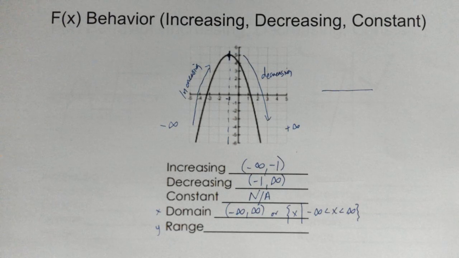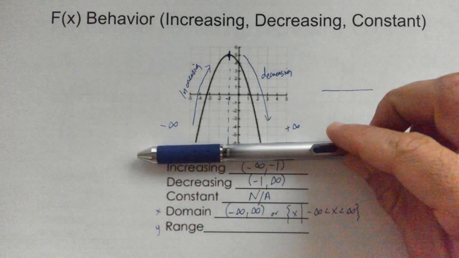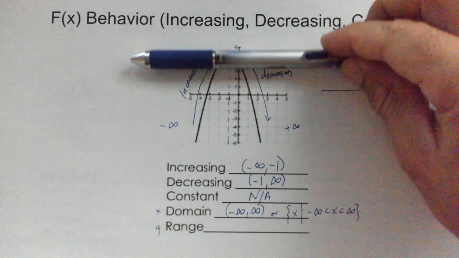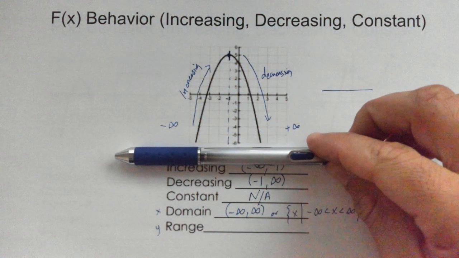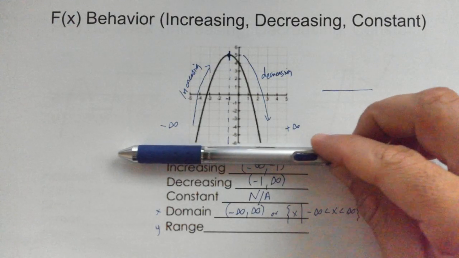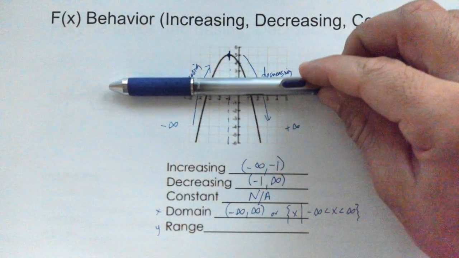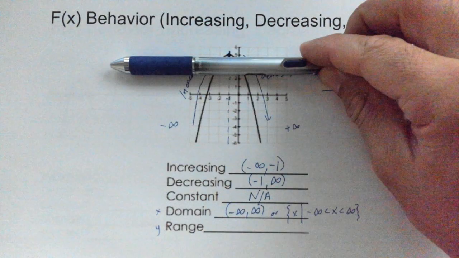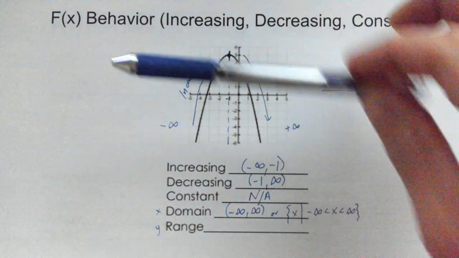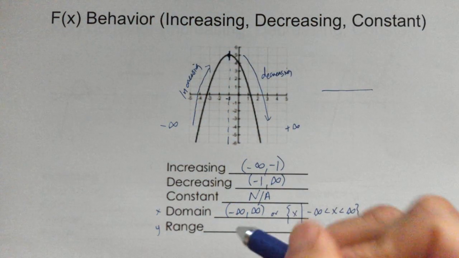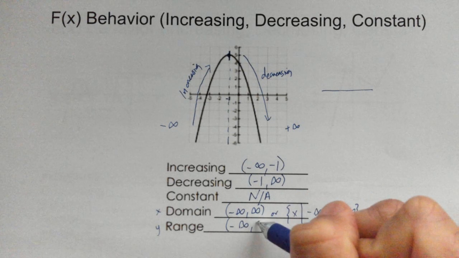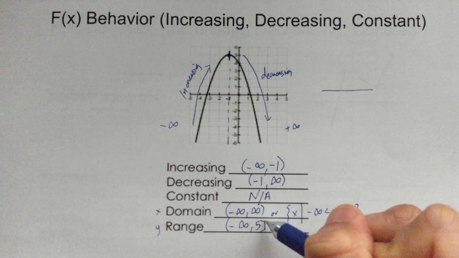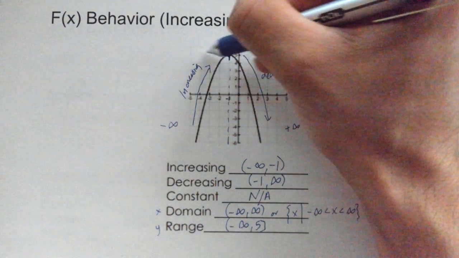As for range, I'm looking at the y-axis. What is the lowest y value and what's the highest y value? The lowest will be down here at the bottom. And since it keeps going to the bottom, we're going to start at negative infinity all the way up to 5. That's the highest it goes. So my range would go from negative infinity to positive 5. And there's a bracket because it includes the point. It stops there.